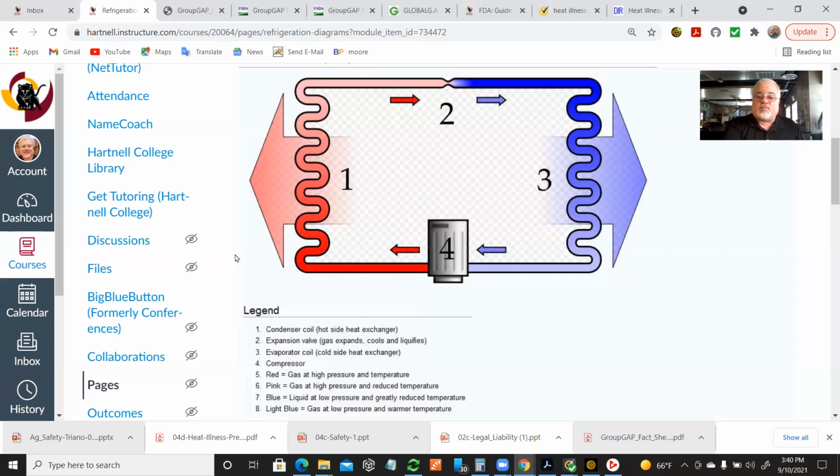In theory, this works both ways. I can heat something. I can make the inside of the refrigerator hot just by flipping this thing around. And then I'm taking heat from the outside and pumping it into the refrigerator. In theory, that works, and in practice, it actually works too, but it's not very efficient to move heat that way, to make things hot.